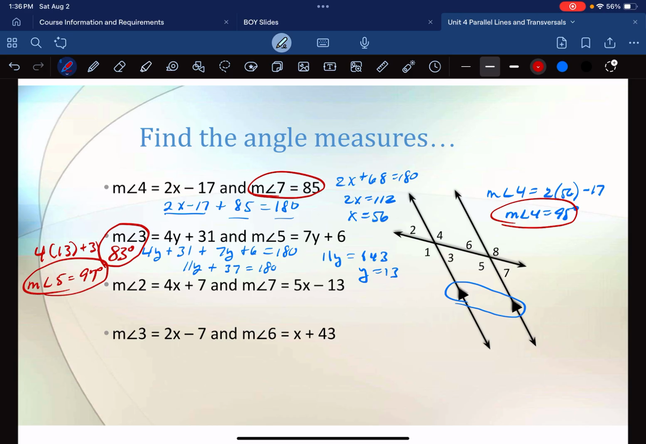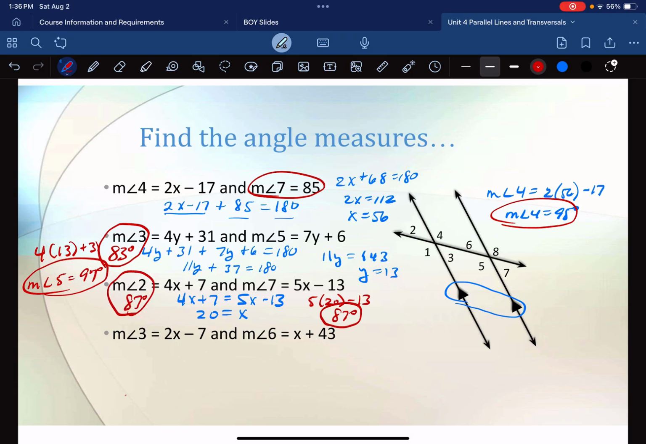You try the next one down there. So what's the relationship between 2 and 7? Well, they are both exterior and they are alternating, which tells me they have to be equal. So I'm going to say 4x plus 7 equals 5x minus 13. I'm going to subtract 4x from 5x and get x. I'm going to add 13 to 7 and get 20. And then I'll do angle 7 here. So angle 7 is going to be 5 times 20 minus 13. So that's 100 minus 13, which is 87 degrees. So they're both 87.